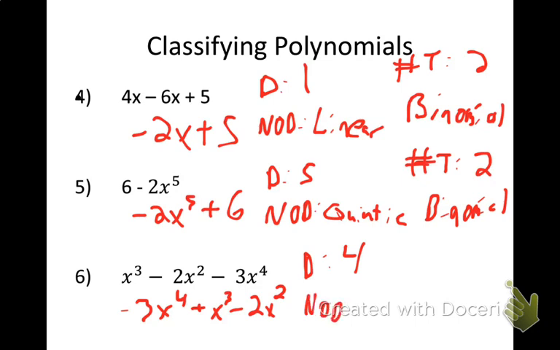Good. How many terms are there, Mark? 3. And that is called a trinomial. So I have a quartic trinomial. Nice job. That's classifying polynomials here.